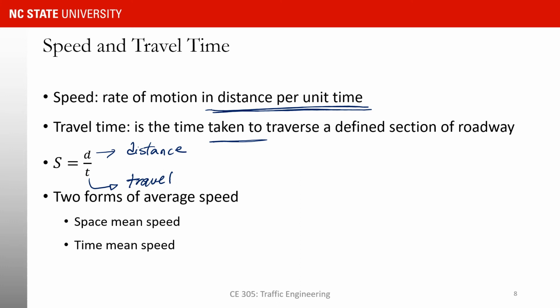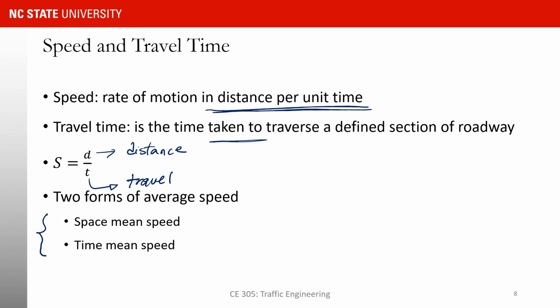But something that starts to make things a little bit complicated is that in traffic we define two types of speed: space mean speed and time mean speed, and there is a big difference between the two.